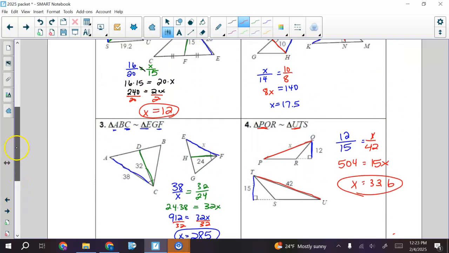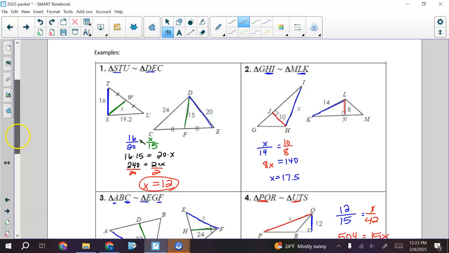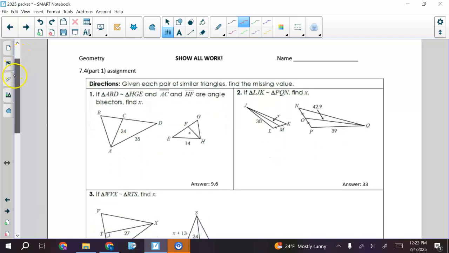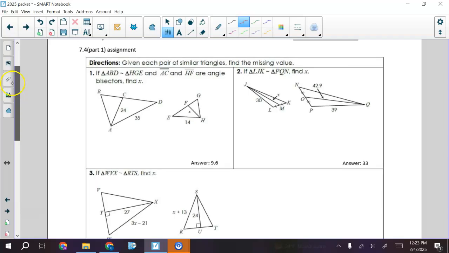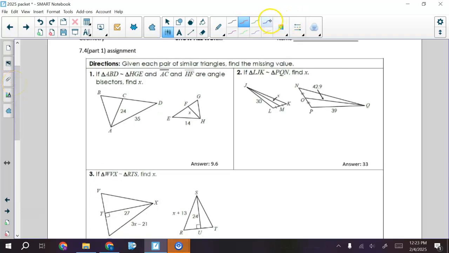All right, so that's it for today. Corresponding sides of similar triangles. So let's go ahead and jump to the assignment. This one does have the answers on all the problems except for on the back. I think there's some that don't. But there's my stylus not working. There we go. Let's go ahead and get started with this first one.